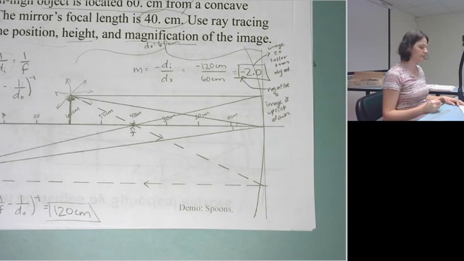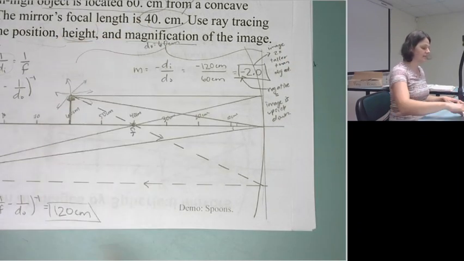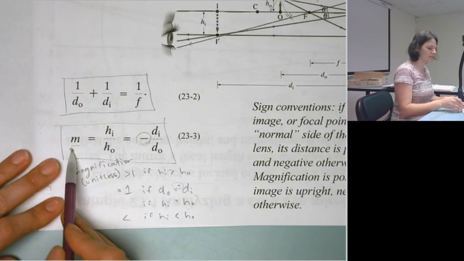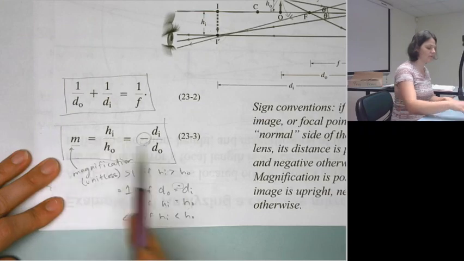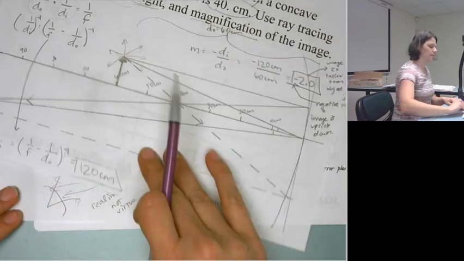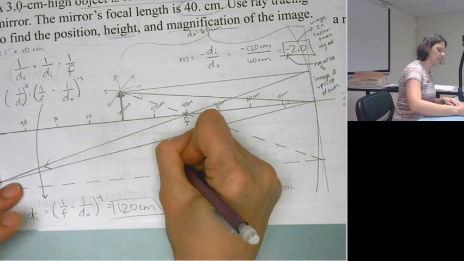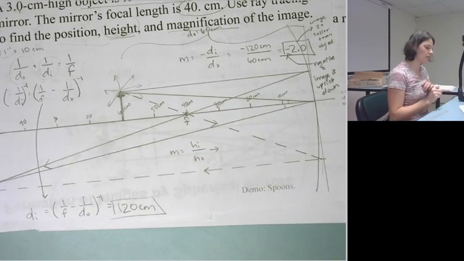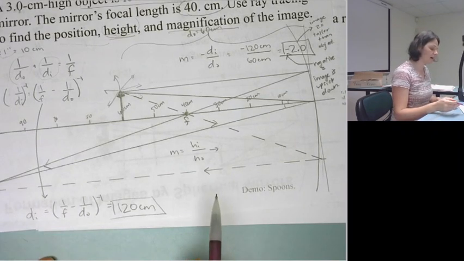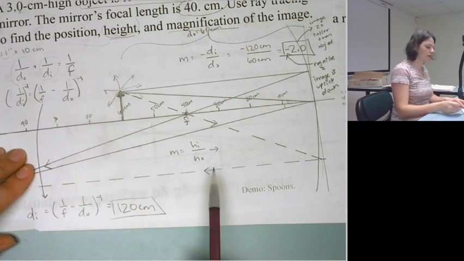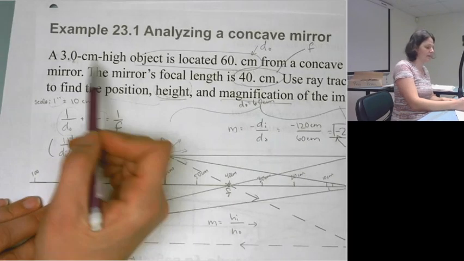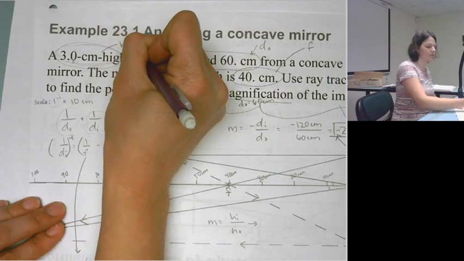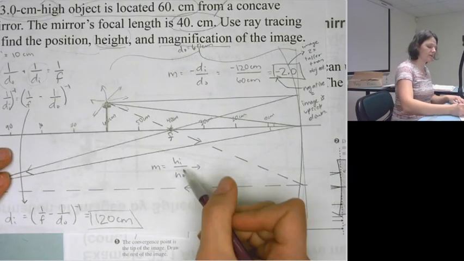All right. The last thing we need to figure out is the height. Now that we know the magnification, we can figure out the height using this formula right here. So magnification is the height of the image over the height of the object. So I will solve for the height of this. And if you come up here, I know that the object itself is 3 centimeters. So that is the height of the object.